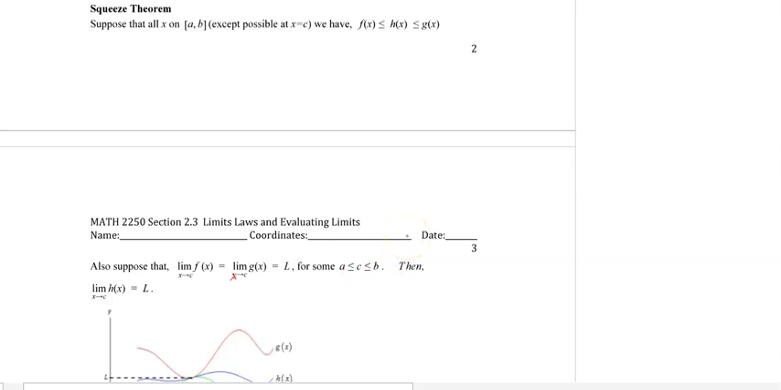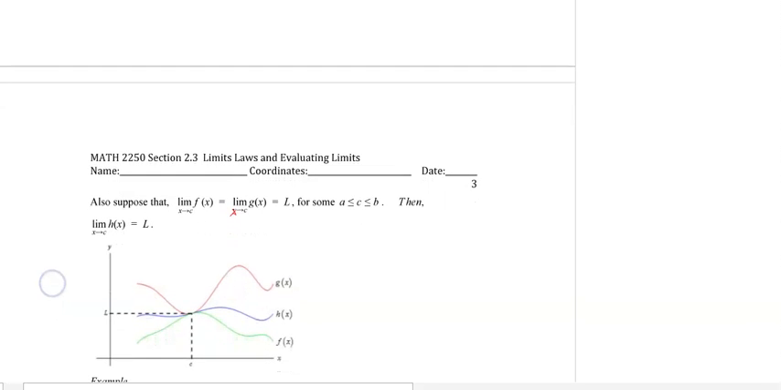Then, since the upper and the lower functions, f of x and g of x, the limit of those functions is equal to L, then the limit of the middle function, h of x, will also be equal to L. The limit as x approaches c, which is the x value that we're interested in, will also be equal to L.